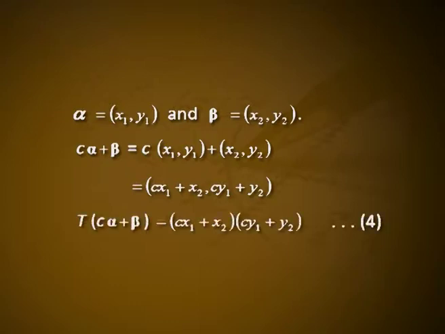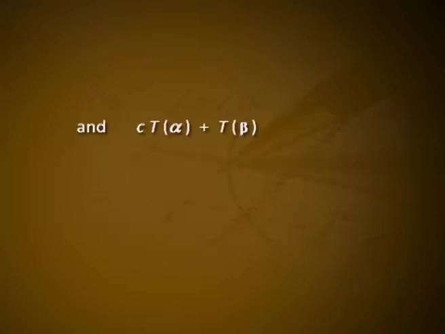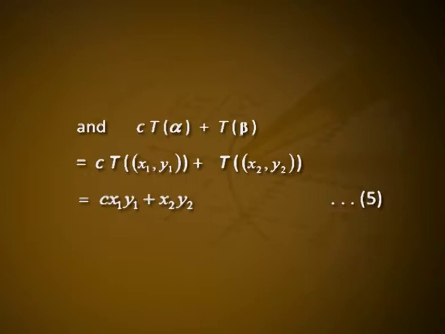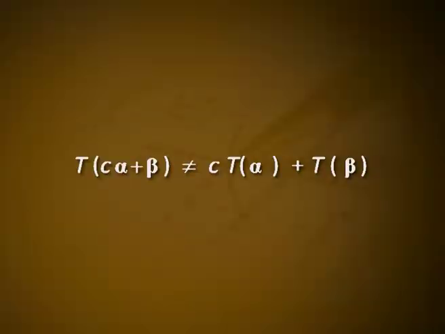T of C into alpha plus beta equal to C x1 plus x2 into C y1 plus y2. Equation number 4. And C into T of alpha plus T of beta equal to C into T of x1 y1 plus T of x2 y2, which is equal to C x1 y1 plus x2 y2. Equation number 5. From 4 and 5, T of C alpha plus beta not equal to C into T of alpha plus T of beta in general.